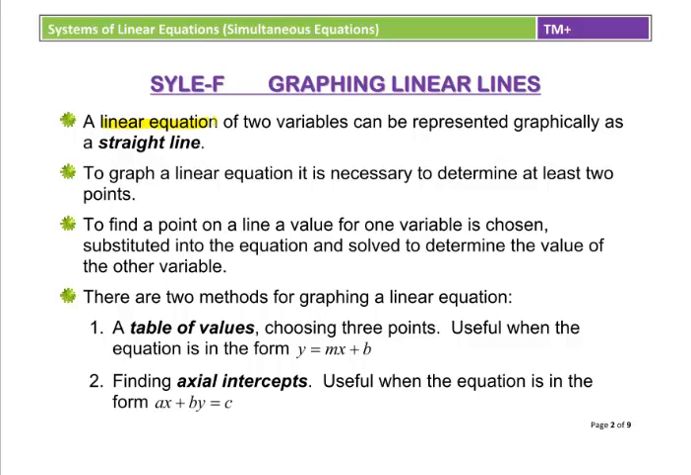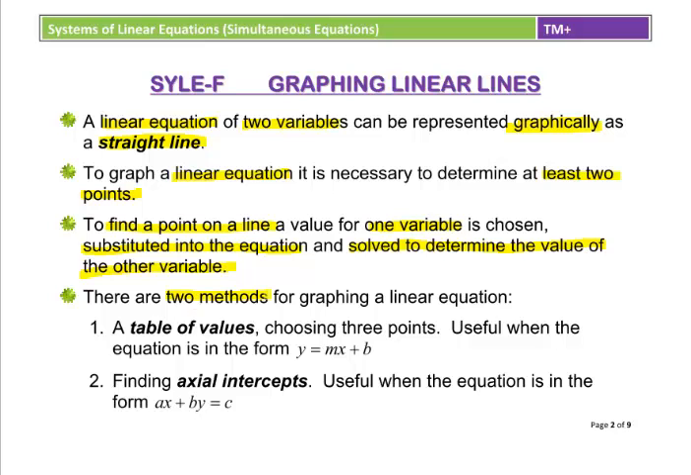Now, a linear equation of two variables can be represented graphically as a straight line. To graph a linear equation, it is necessary to determine at least 2 points that lie on it. To find a point on a line, all we do is pick a value for one of the variables. It can be any value. X is 10, X is 12, X is 1, it doesn't really matter. We substitute that value into the equation and then we solve it to determine the value of the other variable.